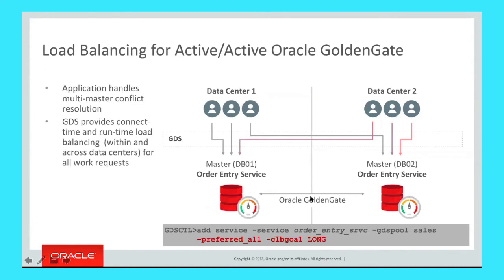Okay. So as part of the load balancing algorithm, we leverage a few key metrics: the service level metrics, very similar to what you see in AWR, the latencies between the data centers, and the goals that you set, right? All this information is leveraged as part of the load balancing algorithms. Okay. So that's load balancing for active-active.